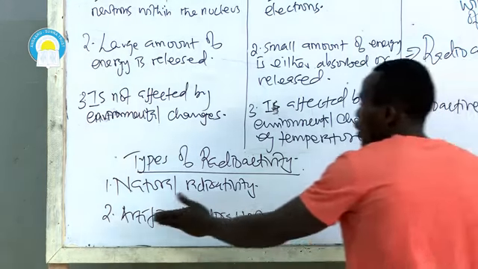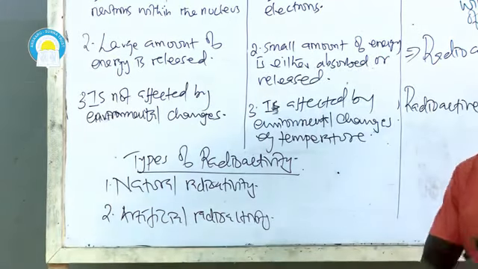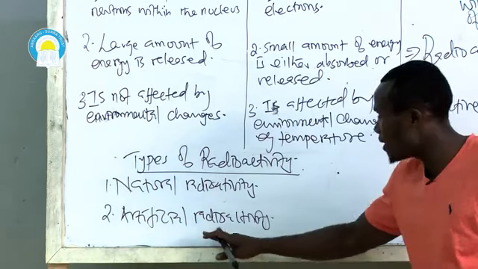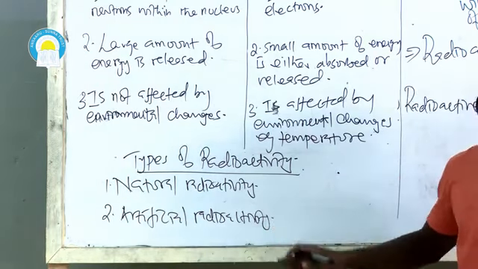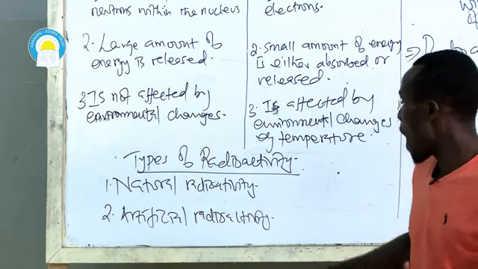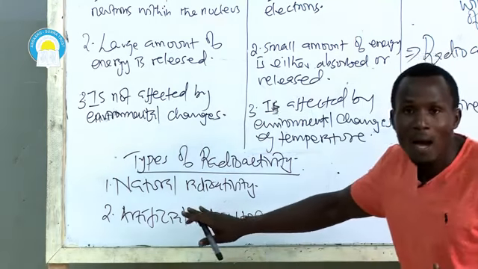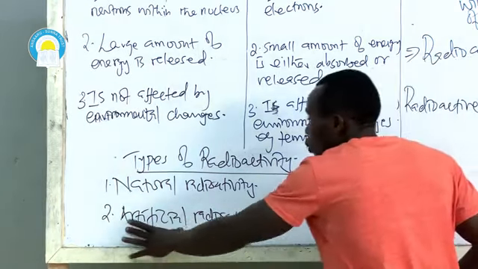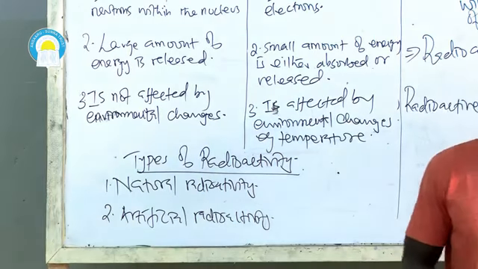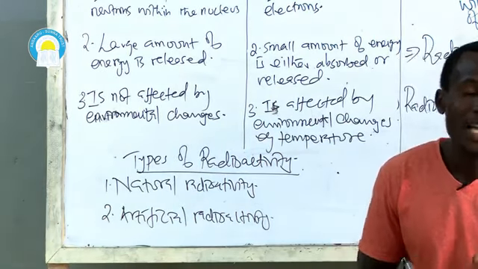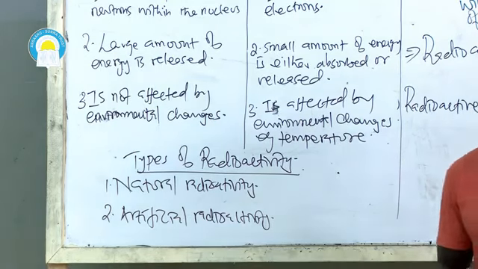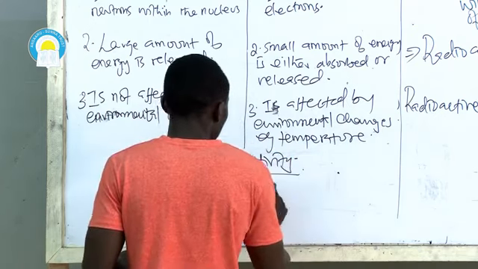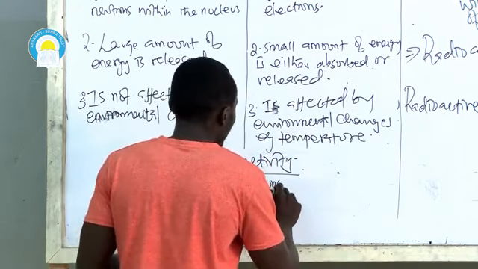But when we talk about artificial, this one is initiated. So it occurs on stable nuclides. Here it is the stable nuclides which are undergoing radioactivity. And how does it happen when we have a stable nuclide undergoing radioactivity? This stable nuclide is going to be bombarded by a fast moving neutron so that it can be able to undergo radioactivity. So here, natural radioactivity, we talk about unstable nuclides.